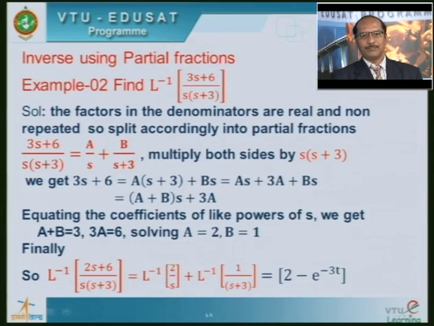Now, using the table of inverse transforms. So, 2 is a constant here. L inverse of 1 by S, we know that its transform is 1. So, 2 into 1 it is 2. It is a plus term.